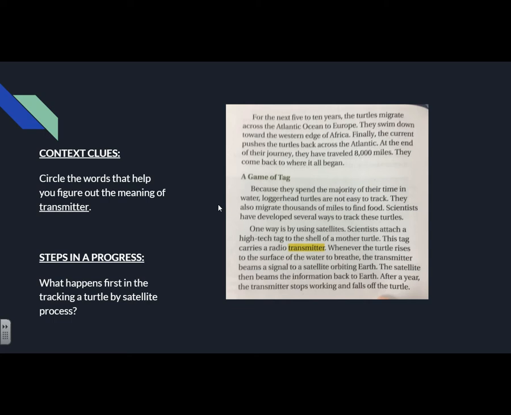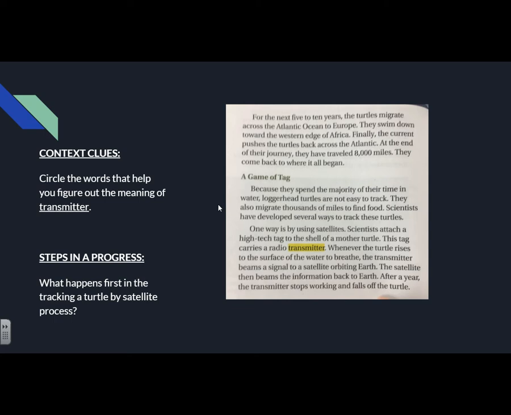For the next 5 to 10 years, the turtles migrate across the Atlantic Ocean to Europe. They swim down toward the western edge of Africa. Finally, the current pushes the turtles back across the Atlantic. At the end of their journey, they have traveled 8,000 miles. They come back to where it all began. Could you imagine swimming for 8,000 miles? I think that's absolutely insane.